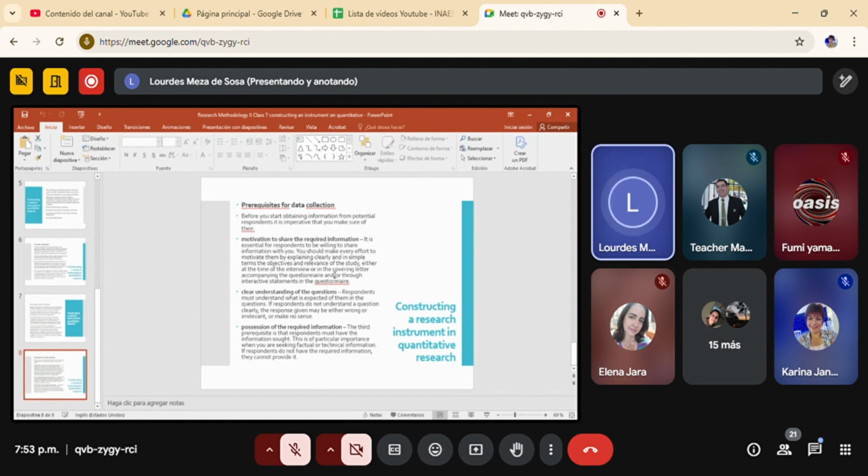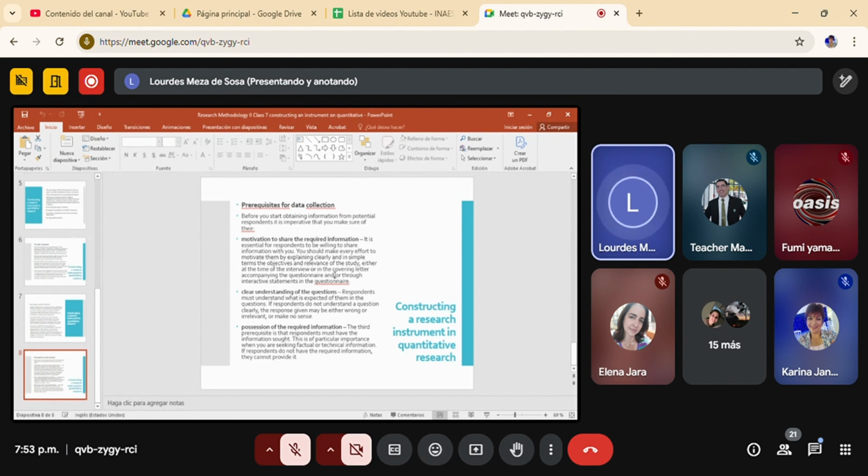Okay, the third prerequisite is that respondents must have the information sought. This is of particular importance when you are seeking factual or technical information. If respondents do not have the required information, they cannot provide it. So you have to be clear about what you want them to give you.